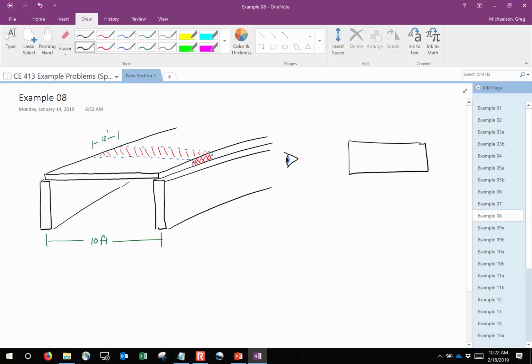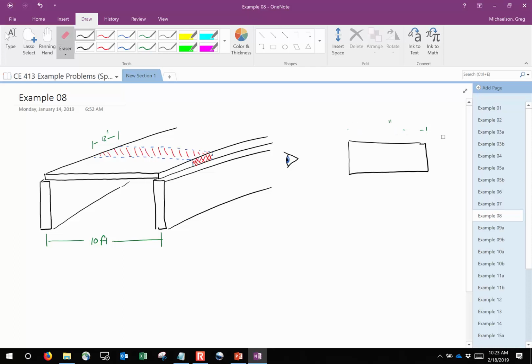Okay, and so this cross section is this sort of red shaded region right here. And so what I'm saying is there's a couple things already figured out. We know the width. We know this is 12 inches.